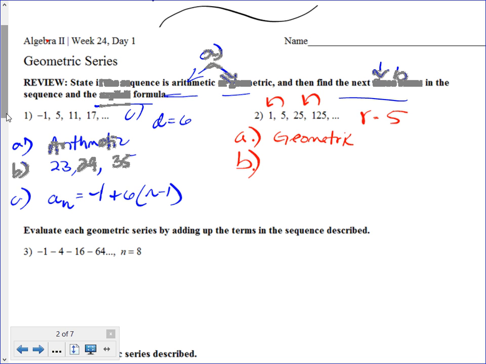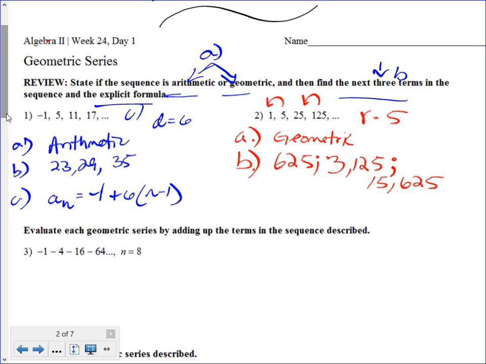Next 3 terms? Can you do it? 3,125. I'm going to use a semicolon here so I can use a comma in all the numbers. 13,325. Okay, good. Just times 5 each step, right? Question here, the explicit formula. Nth term, yeah, -1 times 5 to the n minus 1. First term times the common ratio. Good.